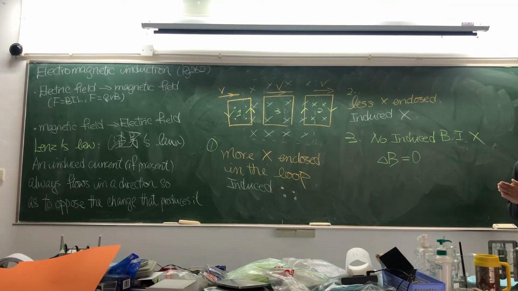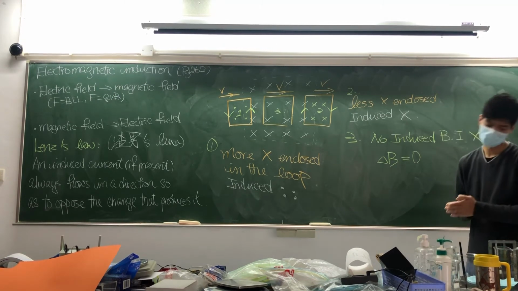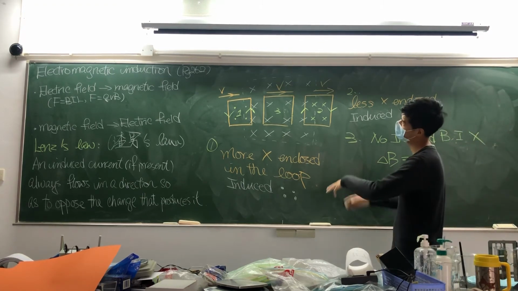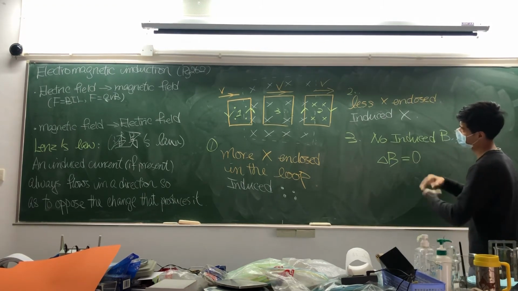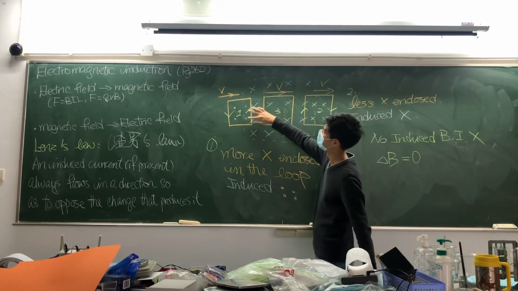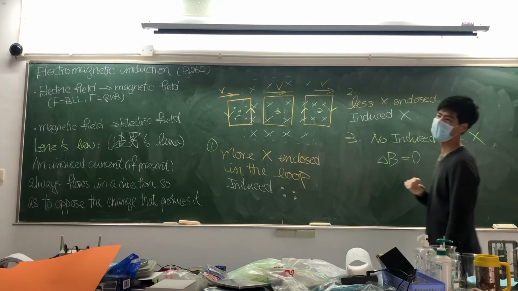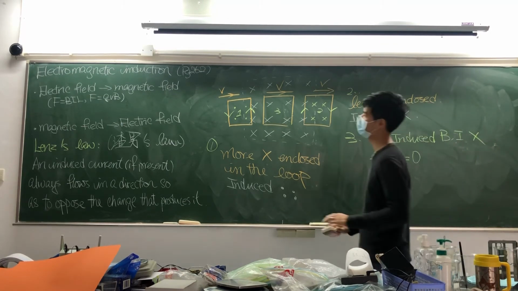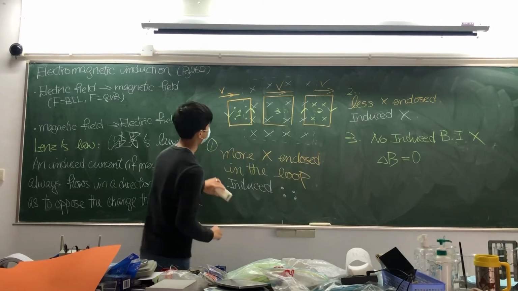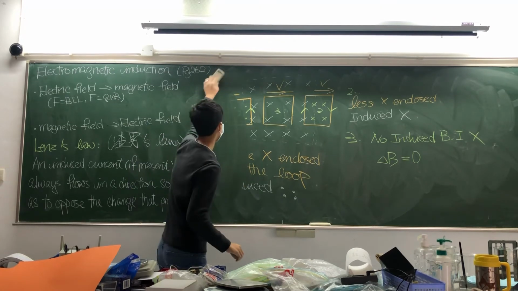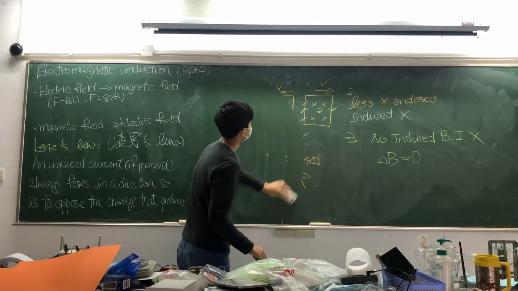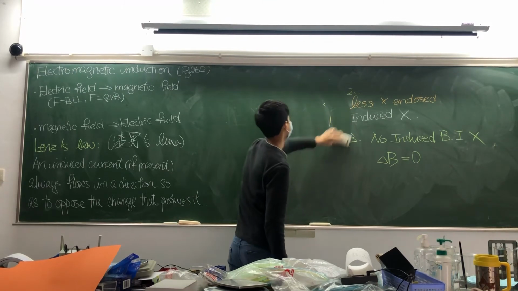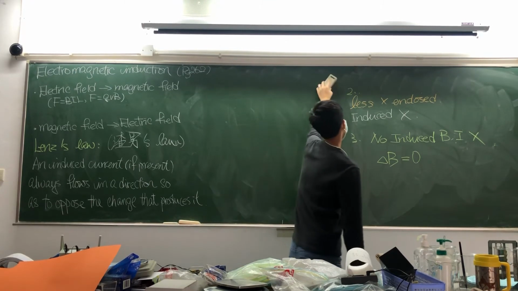So if you want to create some electricity, there must be a change in magnetic field, or a change in the number of field lines enclosed in the loop. This is another example of the Lenz law. Now we have the third example of the Lenz law.